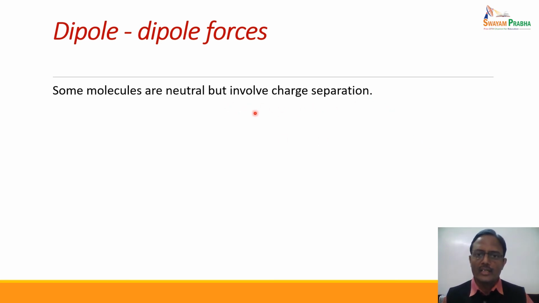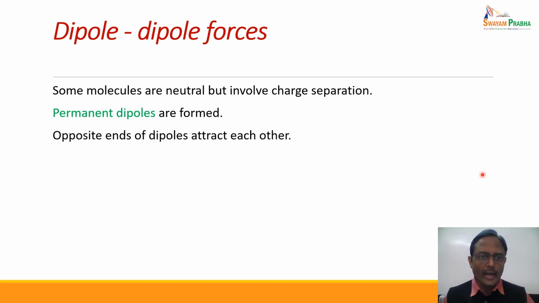And whenever there is a charge separation, there is the center of positive charge away from the center of negative charge. In that case, we say that a permanent dipole is formed, or there is a separation of charges leading to formation of two poles called a dipole. And the opposite ends of different dipoles attract each other.